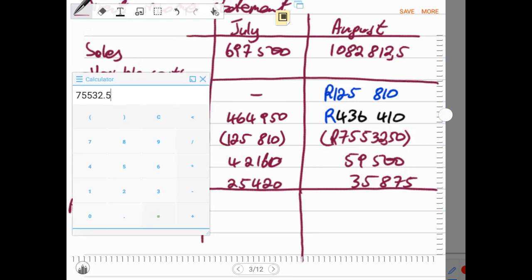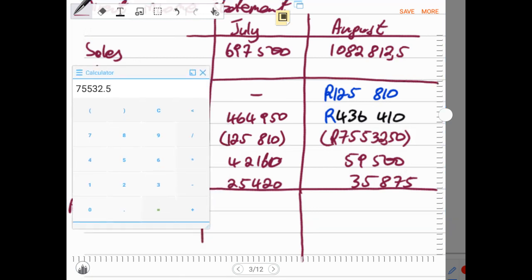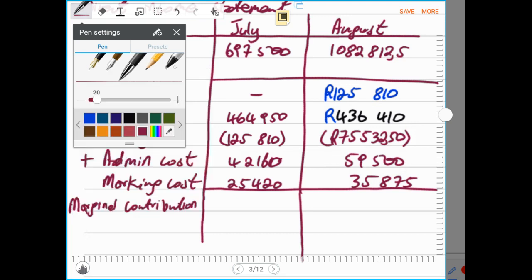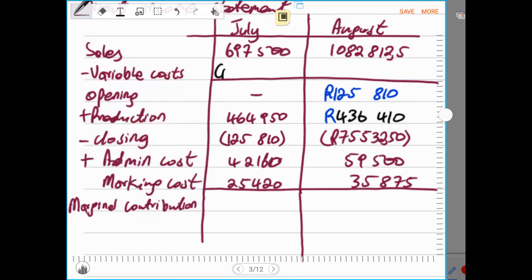So now to calculate, it will be our production 464,950 minus 125,810 plus 42,160 plus 25,420, and this gives us a total of 406,720.